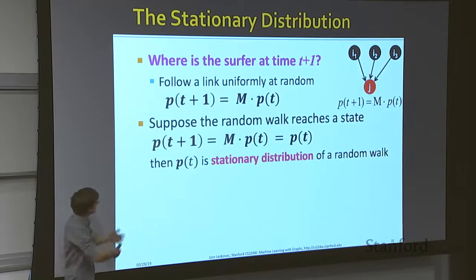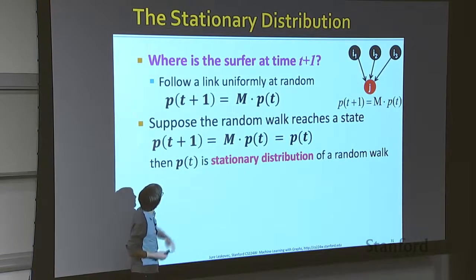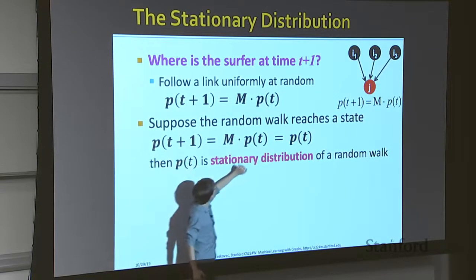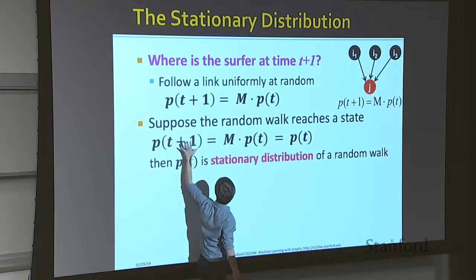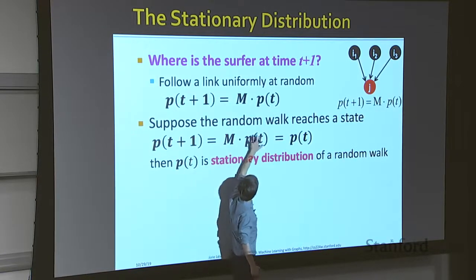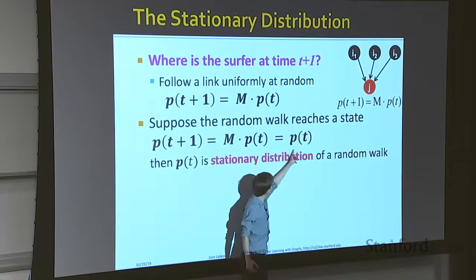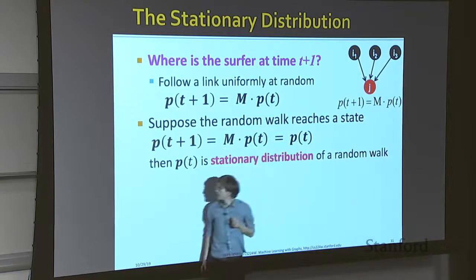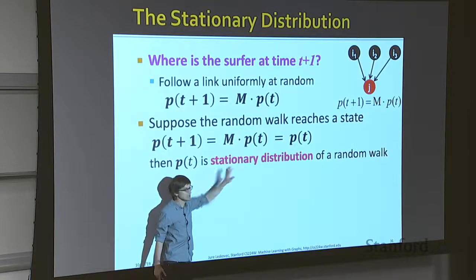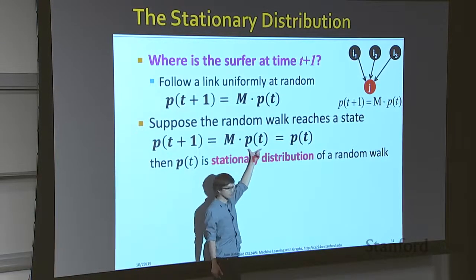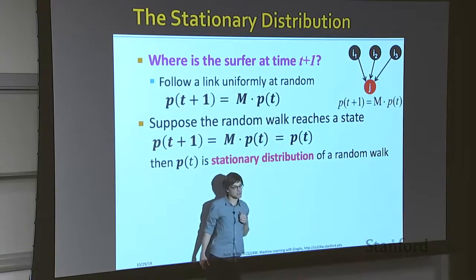So now let's suppose that after some time, this random walk reaches some steady state, which means that the probability distribution at time t plus 1 equals the probability distribution at time t, right? So this is my equation. I'm saying my probability distribution converged. And this would mean that P of t is what is called the stationary distribution of a random walk, right? I converged to some distribution that kind of gets preserved as the random walker makes more steps.